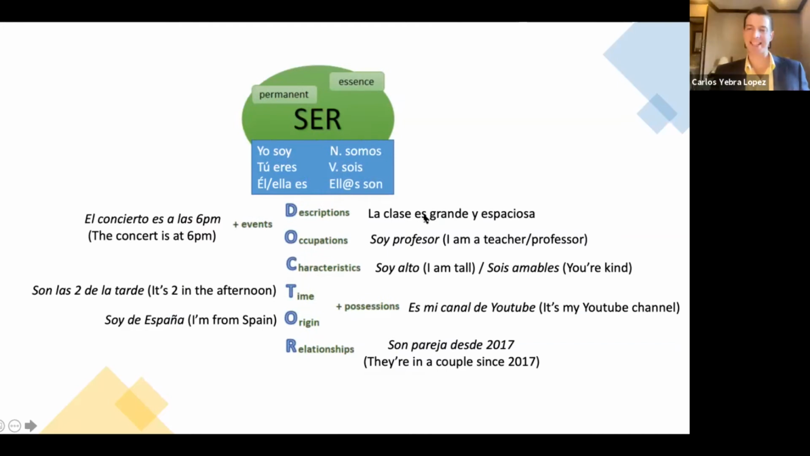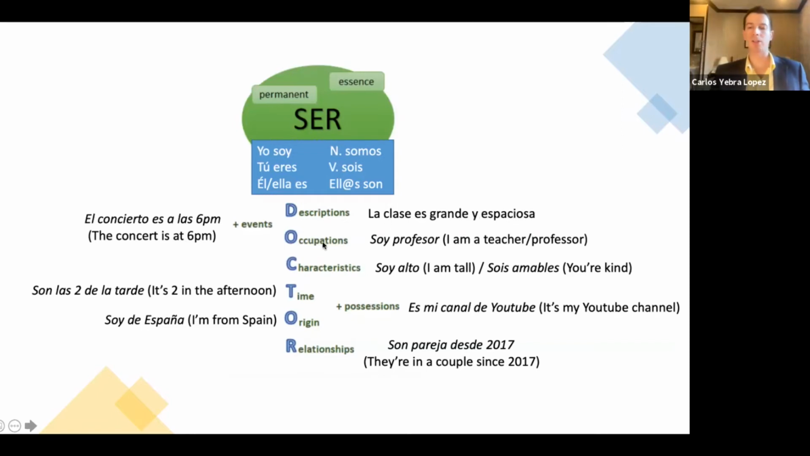Descriptions. We can say, for instance, la clase es grande y espaciosa, meaning the classroom is big and spacious. That's a description of the classroom, right? So we use ser in that context. We say la clase, which is third person singular, it, la clase es grande y espaciosa. The classroom is big and spacious.